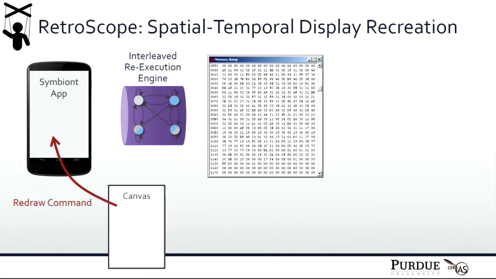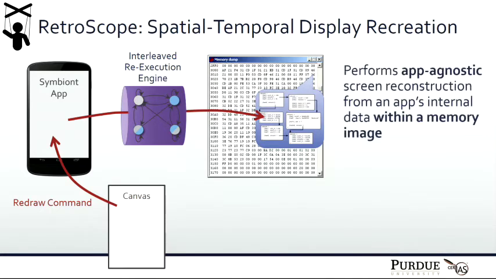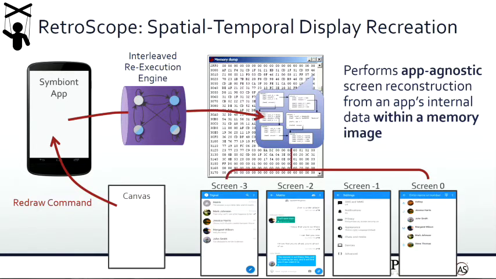See, RetroScope acts sort of like a puppeteer, steering the live Android GUI drawing code towards that memory image and all of the app's internal data that it holds. This allows RetroScope to perform app-agnostic screen recovery for as many of the previous screens from that app that the memory image can support. And now I'm going to go through how this technique works in detail.